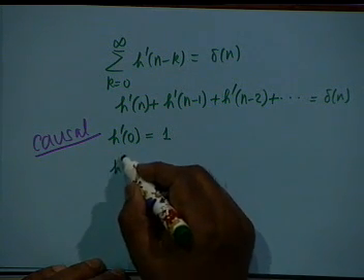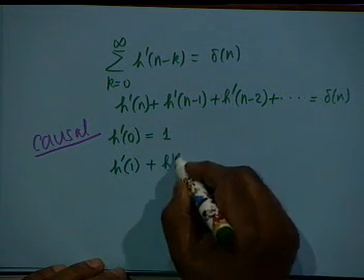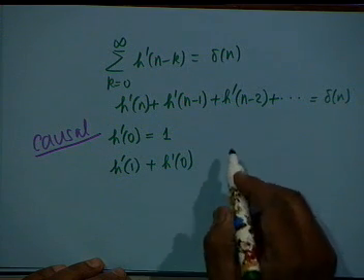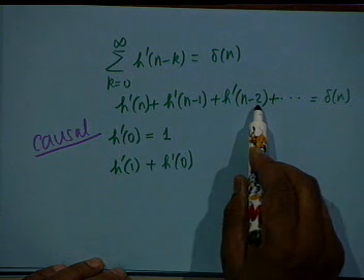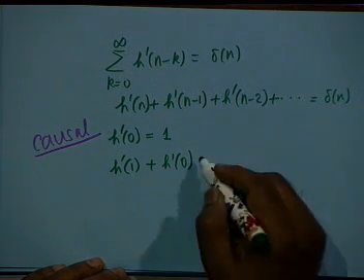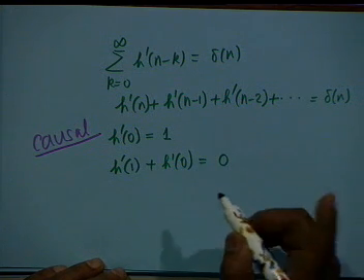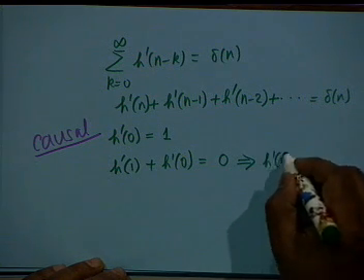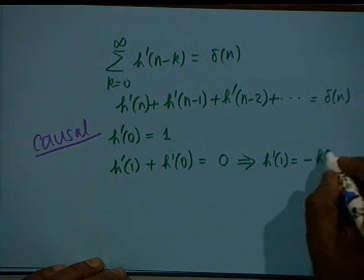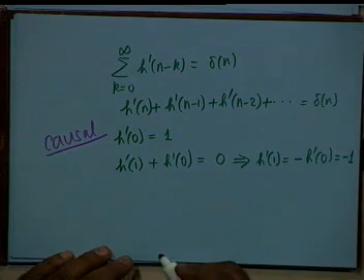Then n equal to 1, I get h prime 1 plus h prime 0. Then if n is 1, h prime minus 1 and all the rest of the terms are 0. So, this should be equal to 0 because delta of 1 is 0, which implies that h prime 1 is equal to minus h prime 0, that is equal to minus 1.